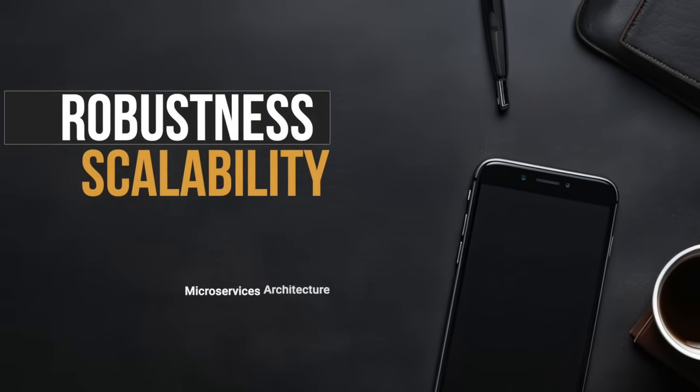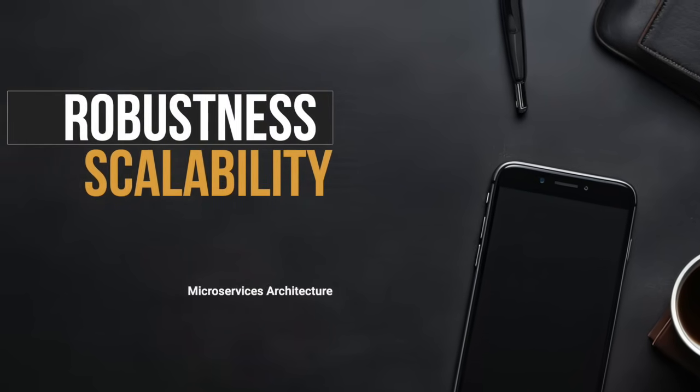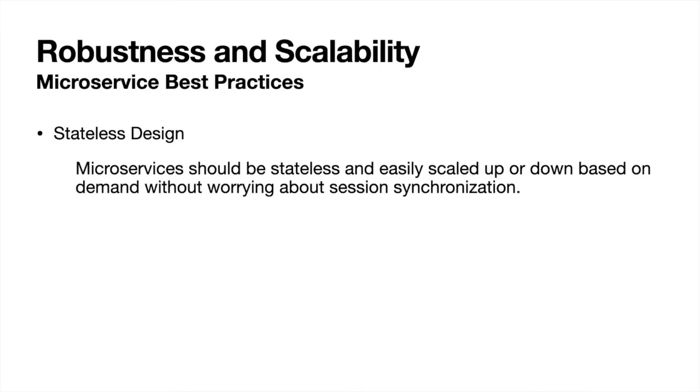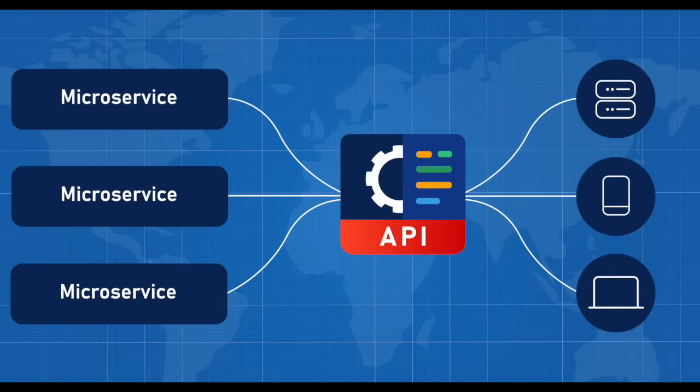Maintaining robustness and scalability within a microservices architecture is essential. Let's discuss some best practices. Stateless design. First and foremost, microservices should be stateless, which means they do not store any data related to user sessions internally. Why is this important? Because stateless services can be easily scaled up or down based on demand without worrying about synchronizing session data across multiple instances. This greatly simplifies the scaling process and ensures consistent performance regardless of the number of requests being handled.